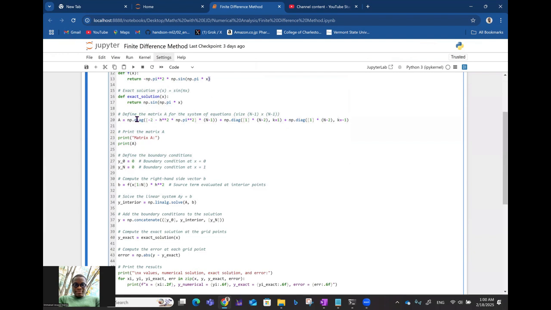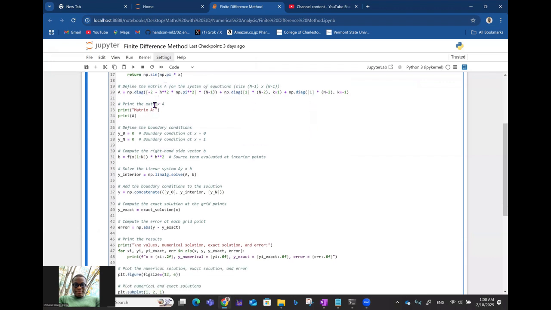So now we define the matrix A for the system of equations. So that matrix that led us to that expression that gave us the matrix, this is what you have here. That's minus 2 minus h squared pi squared and all that. That's all of that here in line 20. Then you have the matrix itself. I've done it in such a way that the matrix will be outputted, so you can see that it's the same matrix that was generated up there.